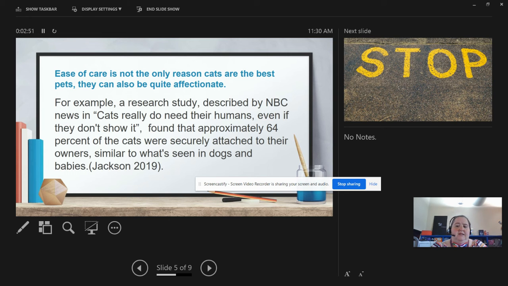So this is an example from an NBC News story. So I say, for example, a research study described by NBC News in "Cats Do Need Their Humans Even If They Don't Show It" found that approximately 64% of cats were securely attached to their owners, similar to that seen in dogs. Jackson, okay? And 2019. So I have my evidence, I have my topic, so I'm starting to prove it.